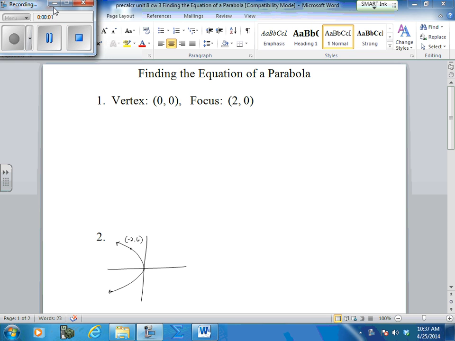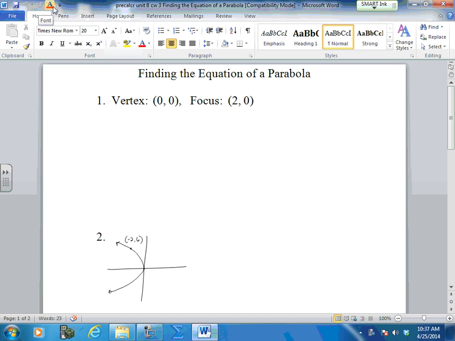You have to find the equation of a parabola given the vertex and the focus. So start by graphing this. Here's your vertex, (0, 0). (2, 0) is your focus. This is your vertex. So from this, tell me which way your parabola is going to go.